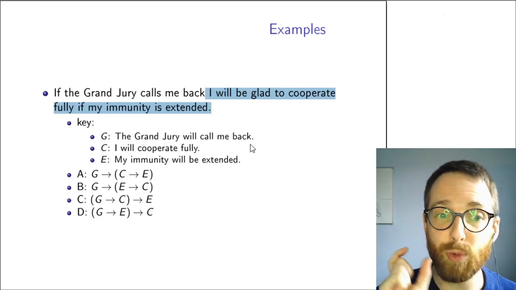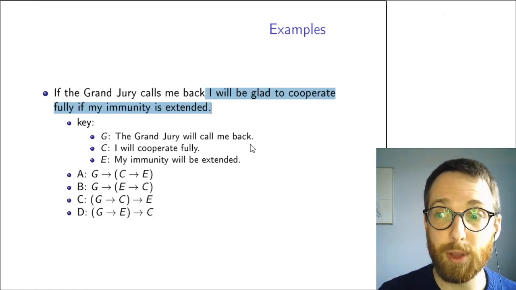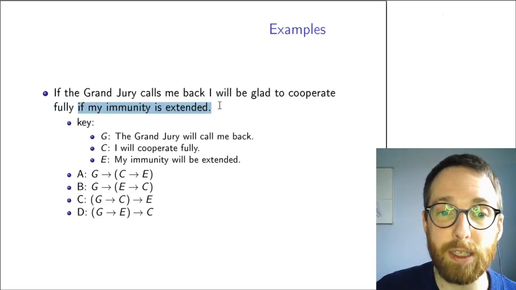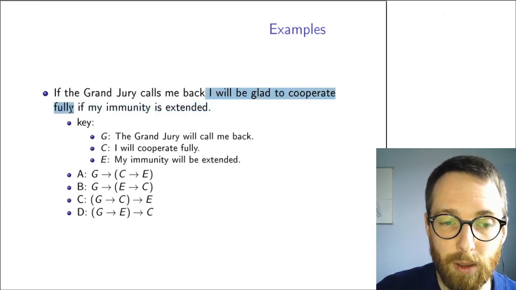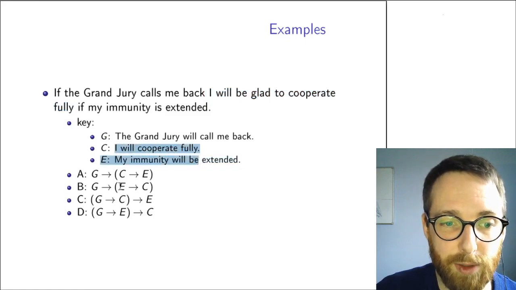When you want to move an if from the middle to the beginning, it needs to stick to the thing that comes after it. So that means my sentence has to start with, if my immunity is extended, then I will be glad to cooperate fully. My immunity extended, that's E. Cooperate fully is C, so we have E arrow C.